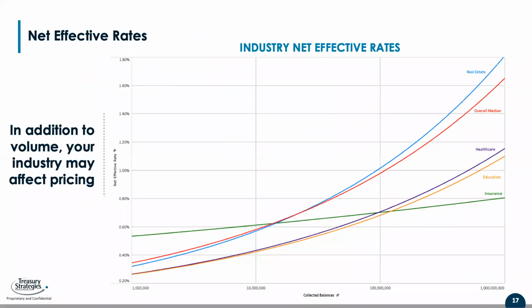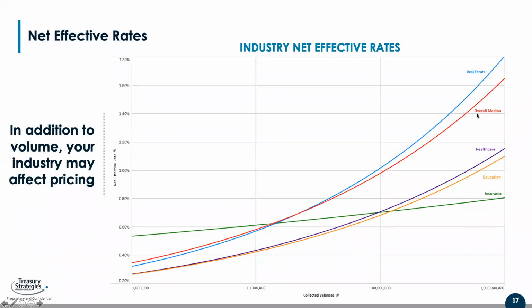Now, with all those differences in net effective rates, there can also be some big differences by industry as well. And I think it's important to understand the dynamics at play within your own industry. So what we show here are the industry net effective rates. One of the things that we want to call particular attention to is that we're comparing ourselves against the industry median here, the overall market median, which is the red line.